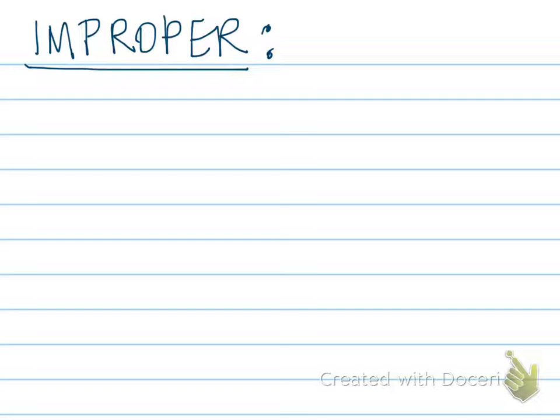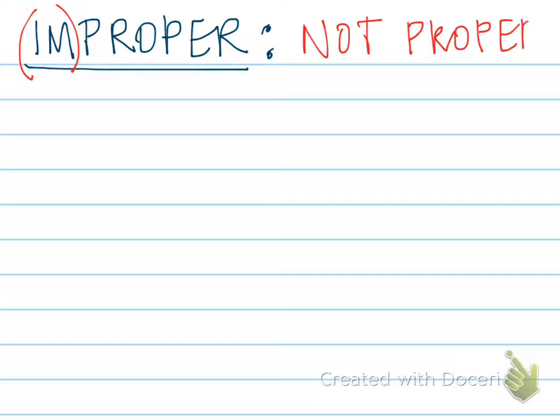All right, today we're going to look at improper fractions. First, we want to focus on the word improper. If we think about our roots and our prefixes, the prefix of this word, im, means not. So the definition of this word is going to be not proper. Proper means the right way.